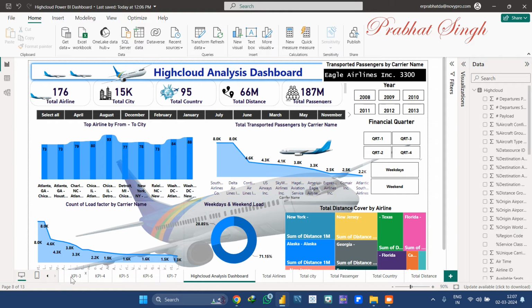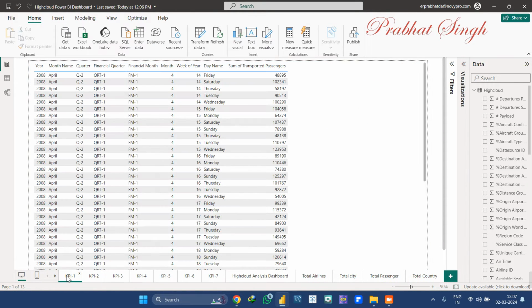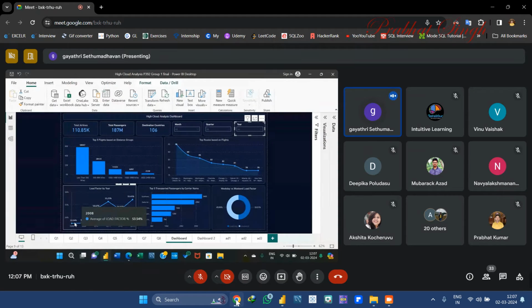Coming to the load factor KPIs, a load factor is the percentage of seats filled on average flights. A higher load factor signifies better utilization of resources and potentially translates to higher profitability. So, by looking at the load factor by years chart, we can observe a steady increase in the load factor over the past few years, indicating efficient capacity utilization.